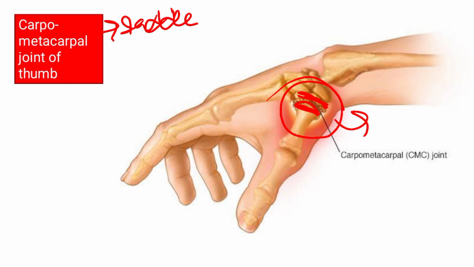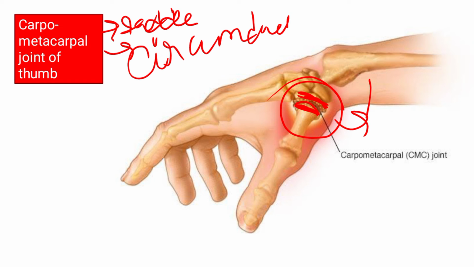Great freedom of movement. Movements at this joint are flexion, extension, abduction, adduction and circumduction. Circumduction includes 360 degrees of rotation.